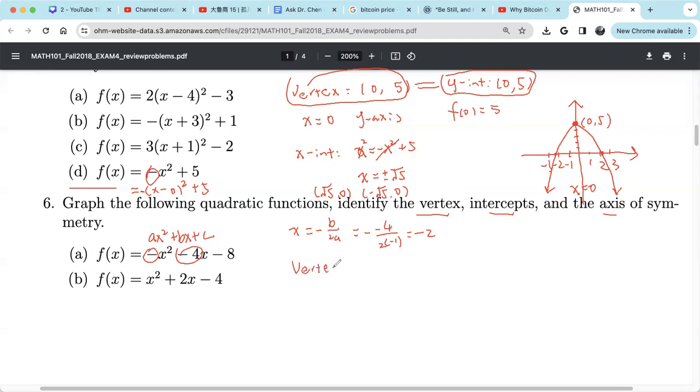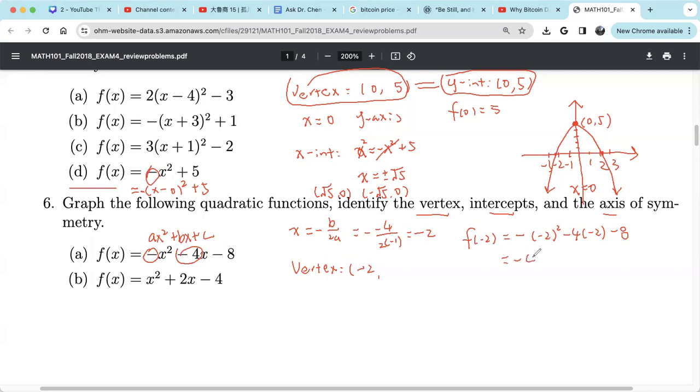For the vertex, the x value is -2, same as the line of symmetry. Then we have to evaluate f of -2, the y value, the function value. We get -(-2) squared minus 4 times -2, which is +8.